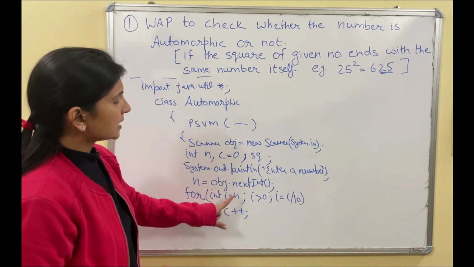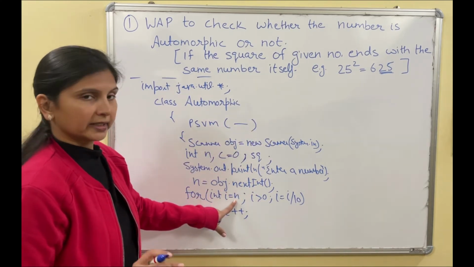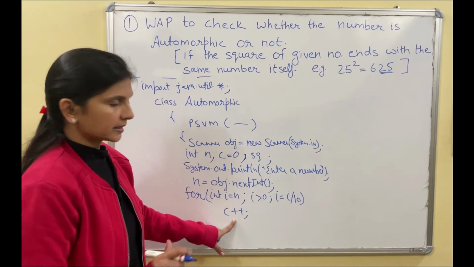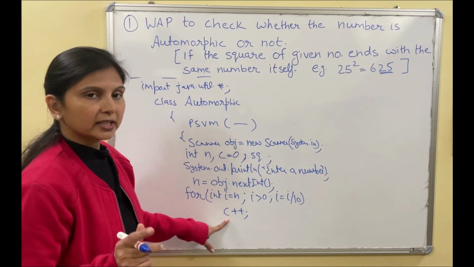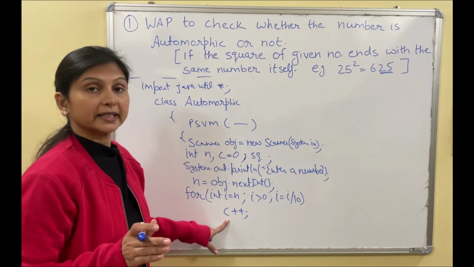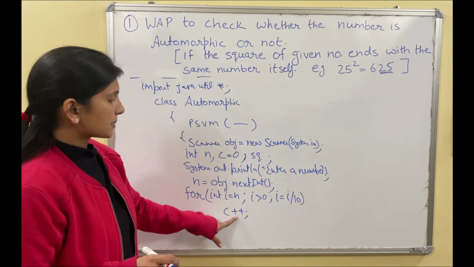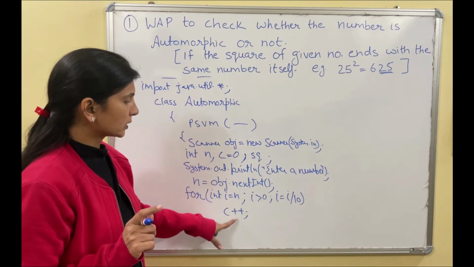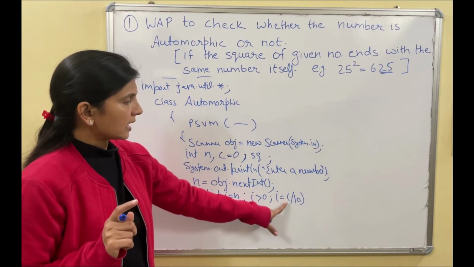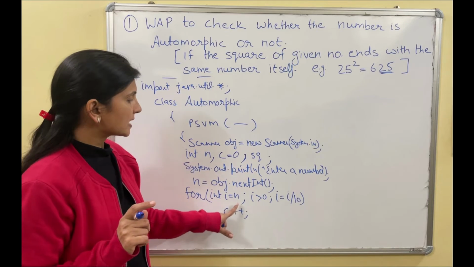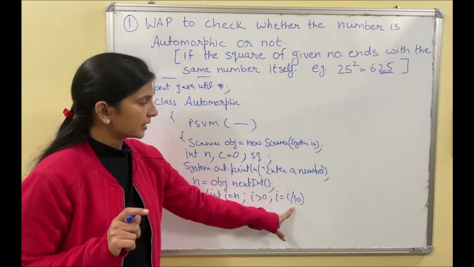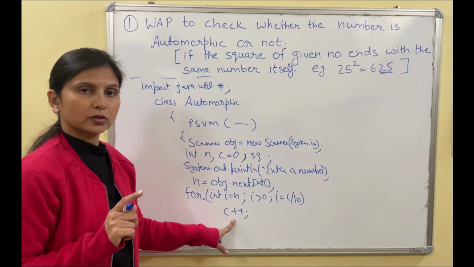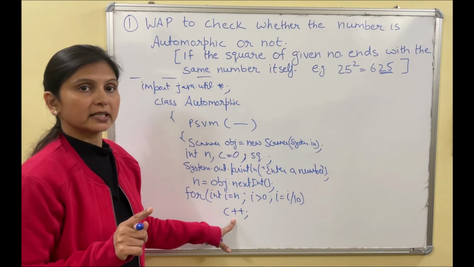So this loop will go. See, if the number is 25, let it be 25. 25 greater than 0, right? Then it will enter inside. As this is only one statement, braces are not mandatory. So C++, the counter will be increased by 1. Initially it was 0, the counter will become 1. Again i equals i by 10. Initially what was i? 25. So 25 by 10, 2. 2 greater than 0, yes. C++. So earlier it was 1, now it is 2.